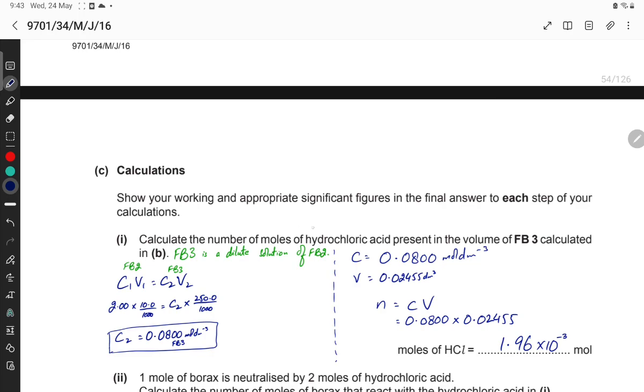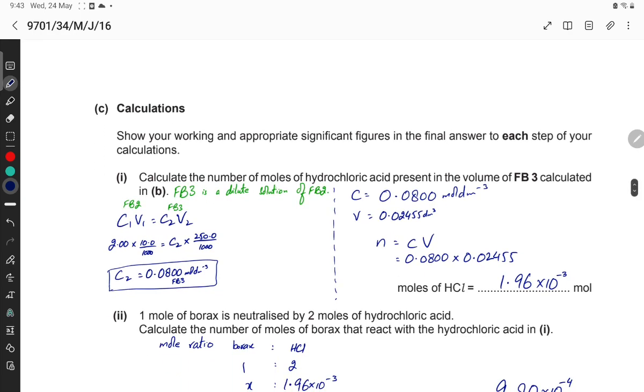Show your working and appropriate significant figures in the final answer to each step of your calculations. Calculate the number of moles of hydrochloric acid present in the volume of FB3.